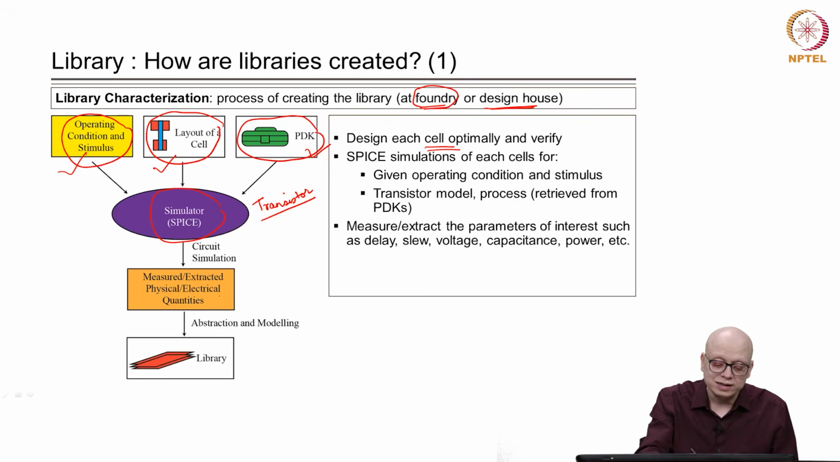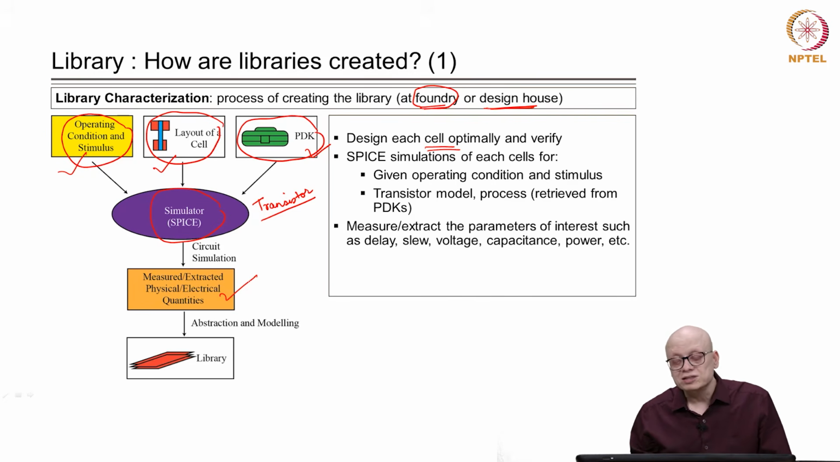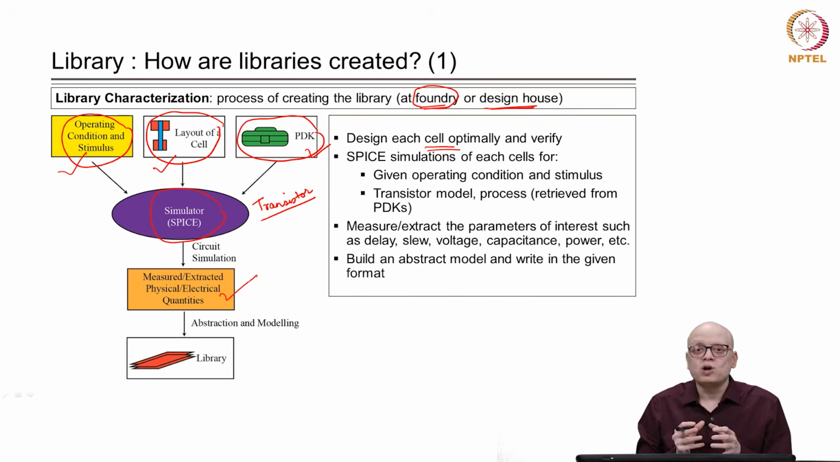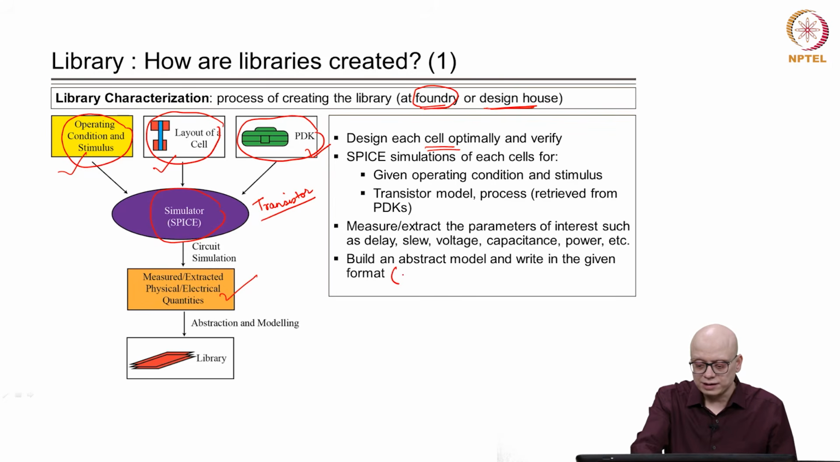For example, what is the delay under a given stimulus, what would be the slew or transition at the output, what will be the voltage swing, what will be the capacitance. This kind of information is extracted from the spice simulator while doing spice simulation, and once this information is gathered, an abstract model is built and written in a given format, which can be, say, the Liberty format.